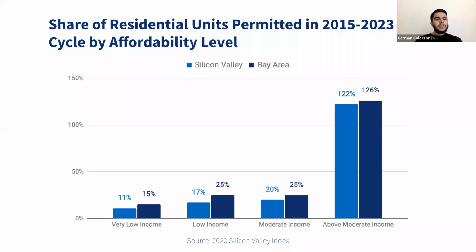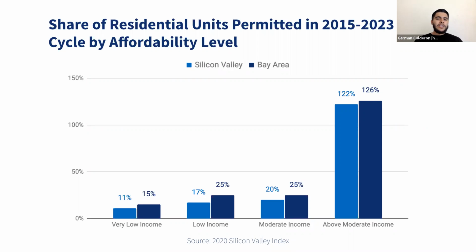As you can see, we're doing a pretty good job at meeting our RHNA goals for the above moderate income housing. That's that big bracket you see on the right side of the screen. And that's affordable to people making that good salary we just talked about. But we're not building anywhere close to enough housing for lower and moderate income people. Those are the brackets on the left side of the screen.